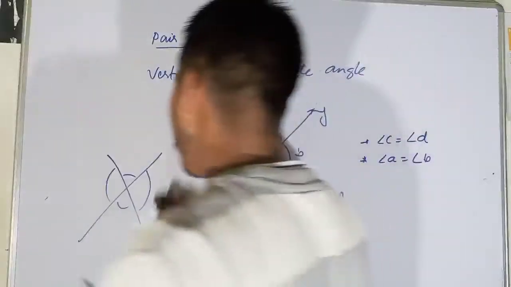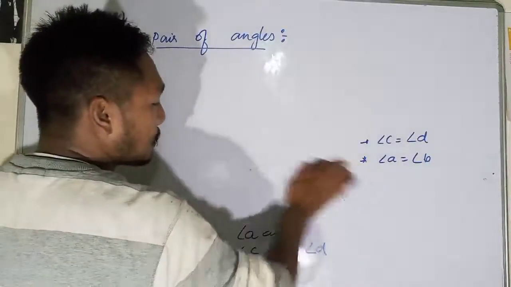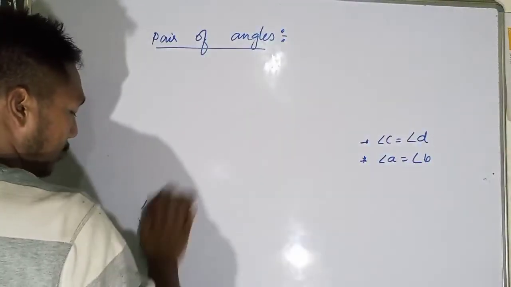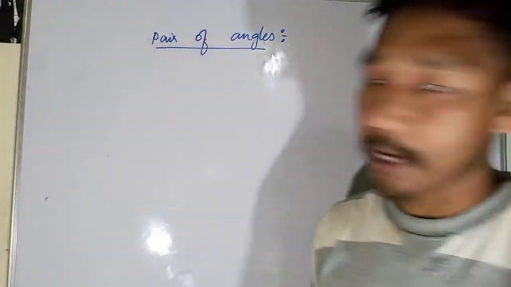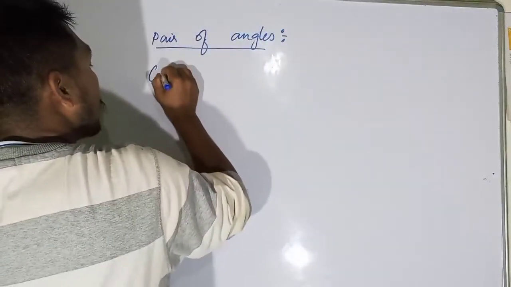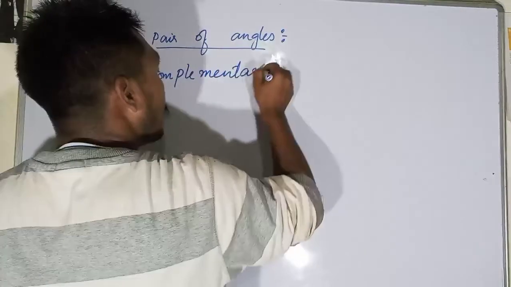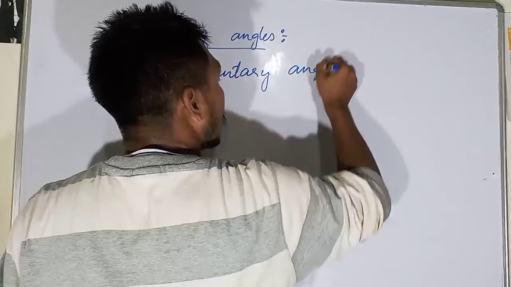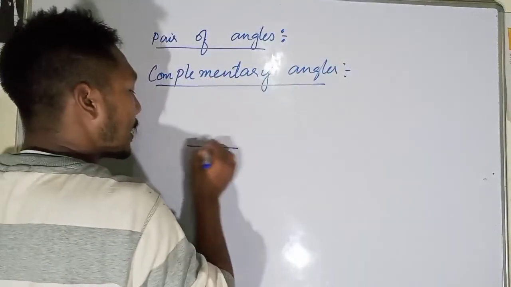Okay, if there are any two angles whose sum is equal to 90 degrees, that is what we call complementary angles. Okay, complementary angles. What does a complementary angle say? Complementary angles.